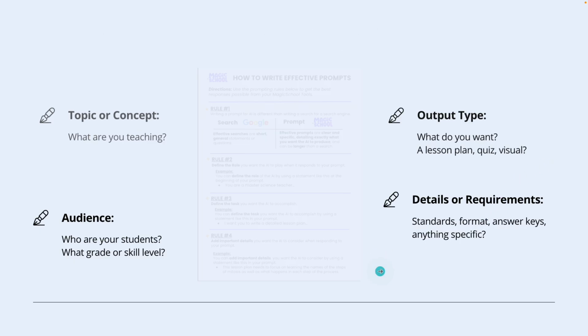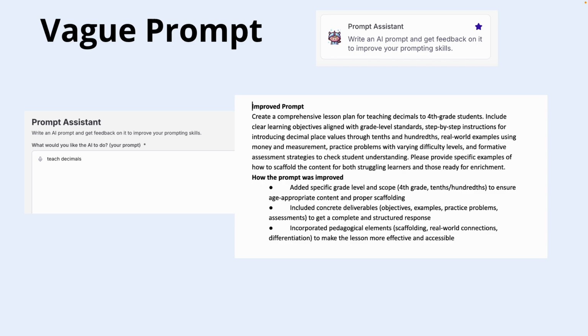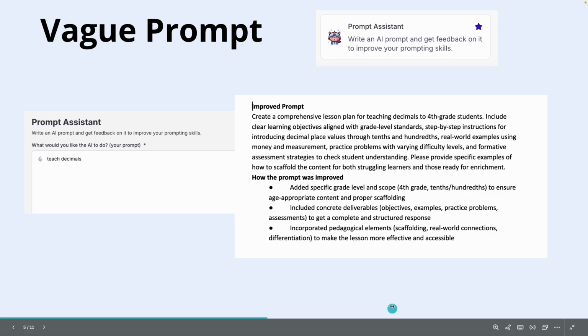So let's look at a prompt. Here, we're going to look at the prompt assistant, which you can find in MagicSchool AI. As you can see from my screenshots, I gave the prompt assistant a very, very vague prompt. I told it to teach decimals. And you can look over and see that it improved my prompt and is telling me what I want to ask for, like a specific grade level. What are the objectives that I'm looking for? And down at the bottom, it'll even tell me how my prompt was improved.